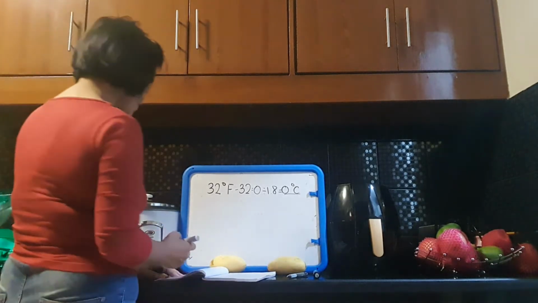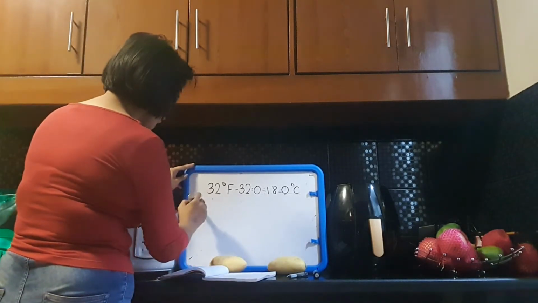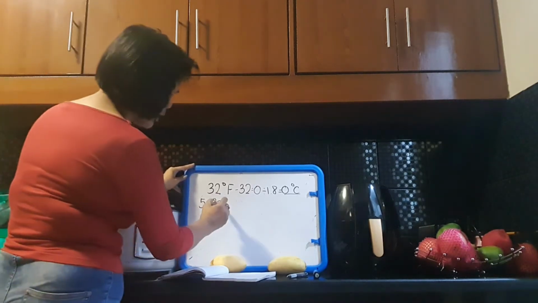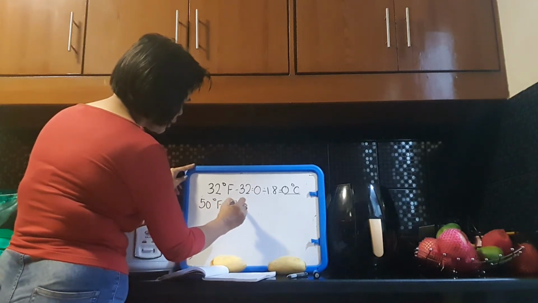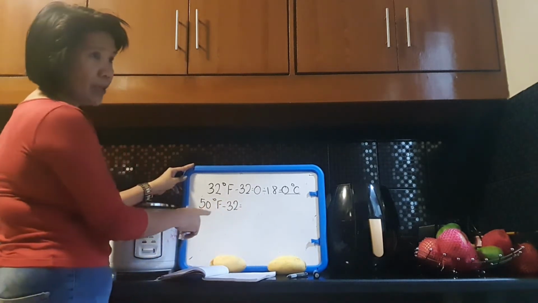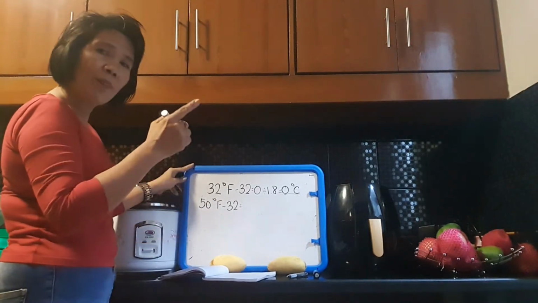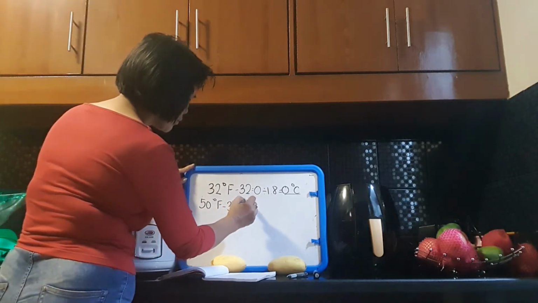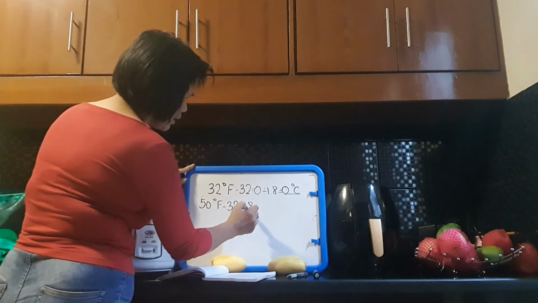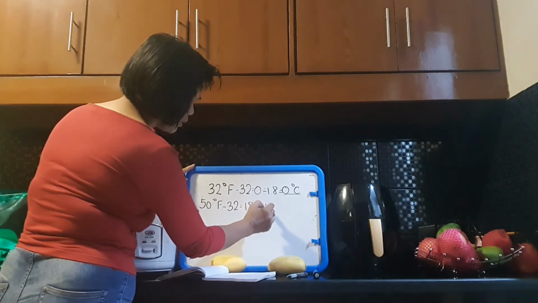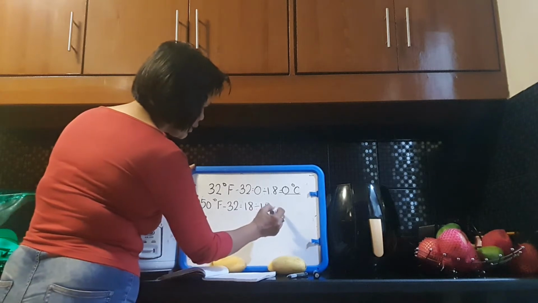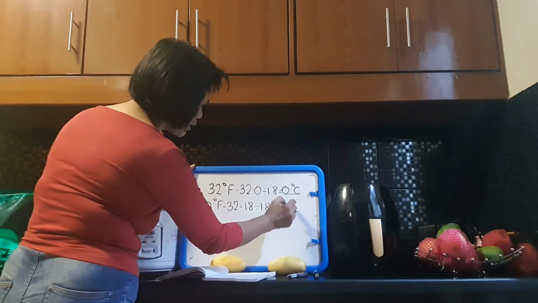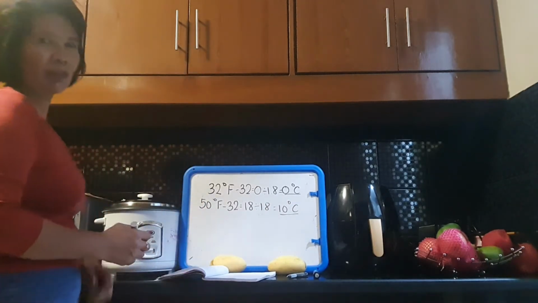Now let's look at this again. If you have 50 degrees Fahrenheit, subtract 32. Positive minus negative: whichever number is higher, its sign will be the sign of your answer. So that would be positive 18. Divide it by 1.8. So 18 divided by 1.8 would be 10 degrees centigrade. That is your answer.